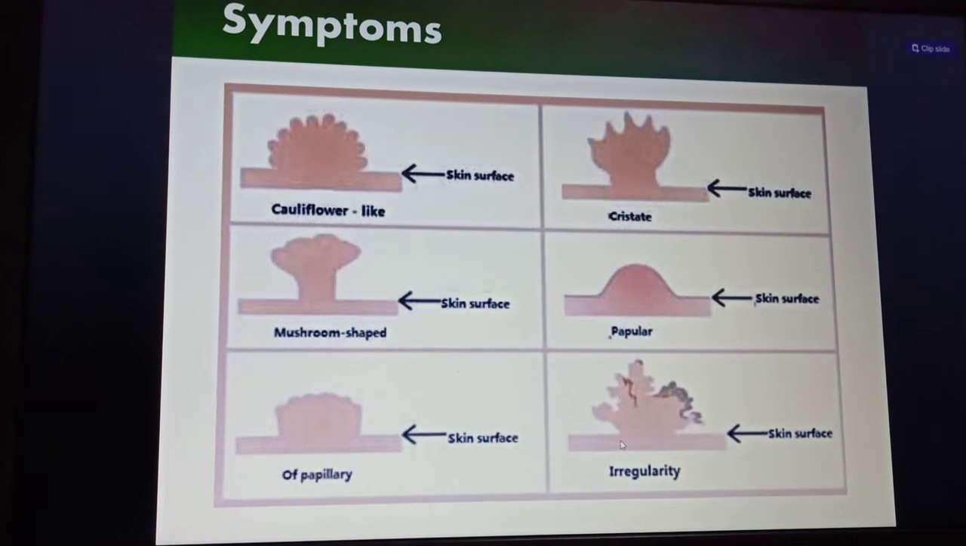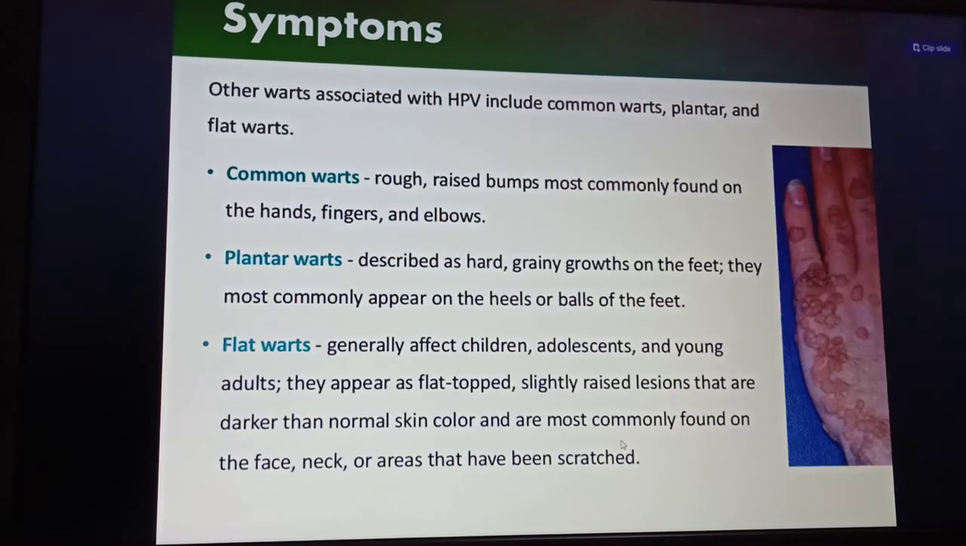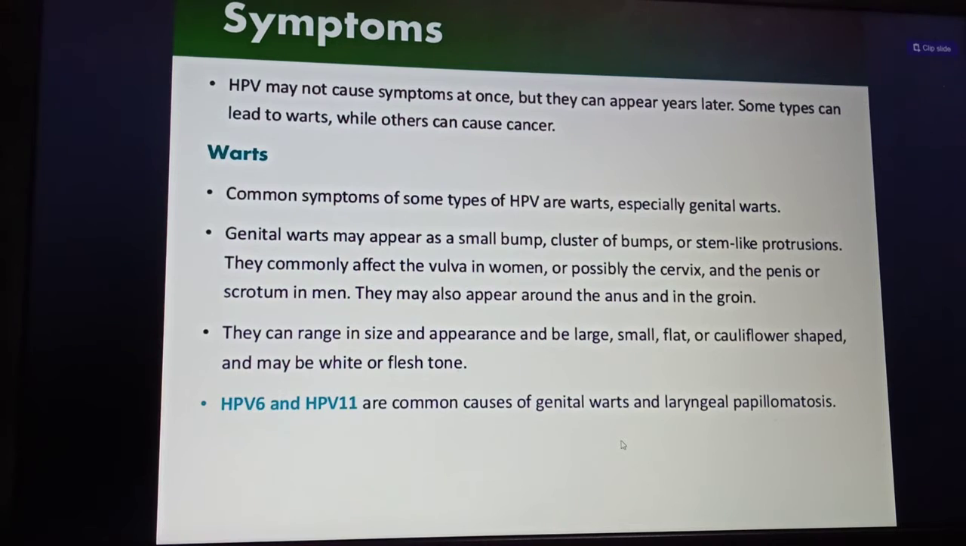Here you can see a cauliflower-like shape, or a mushroom shape, or a papilloma on the skin surface. So how it is showing in the video, right? In this form, or a crested form, a papillary shape or irregularity will be there. In these forms, these are the symptoms they are going to observe.